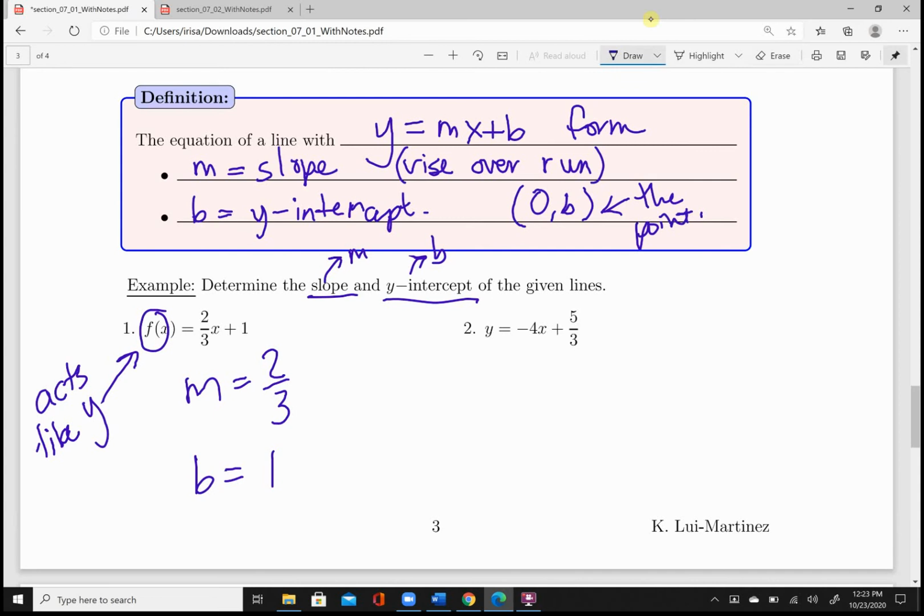Okay, so here, again, we have the equation in the correct format, so we could just straight away pick the slope m of -4. Signage comes along for the ride, okay? And then here your b is 5/3. That entire constant term, which could be a fraction, certainly. No problems there.